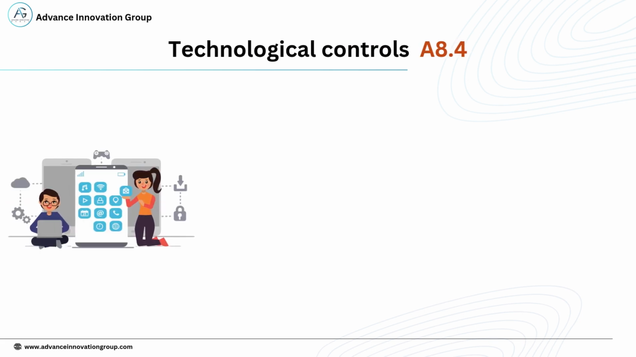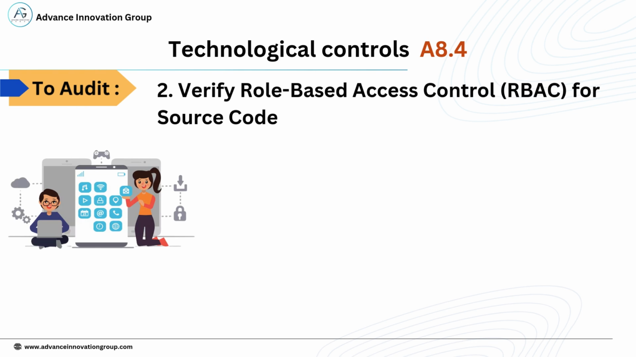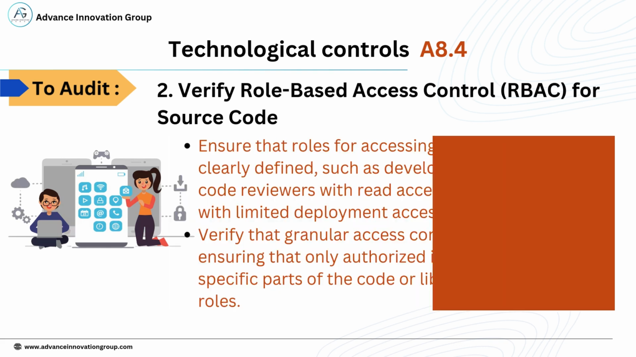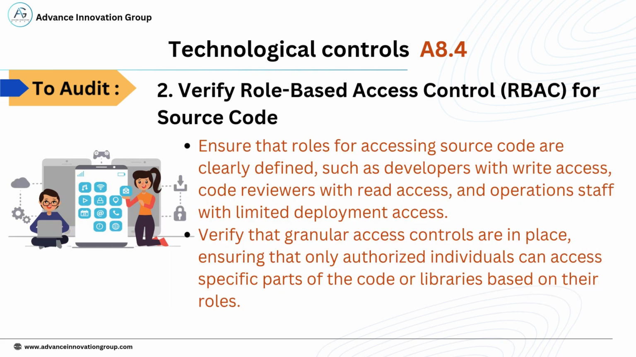Technological controls A 8.4. To audit 2. Verify role-based access control, RBAC, for source code. Ensure that roles for accessing source code are clearly defined, such as developers with write access, code reviewers with read access, and operations staff with limited deployment access. Verify that granular access controls are in place, ensuring that only authorized individuals can access specific parts of the code or libraries based on their roles.